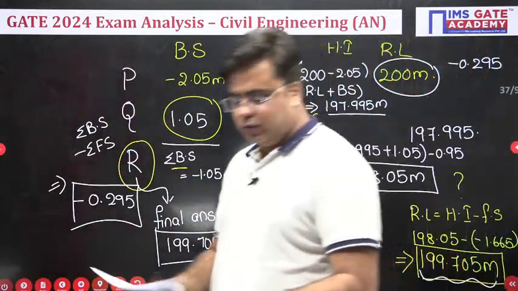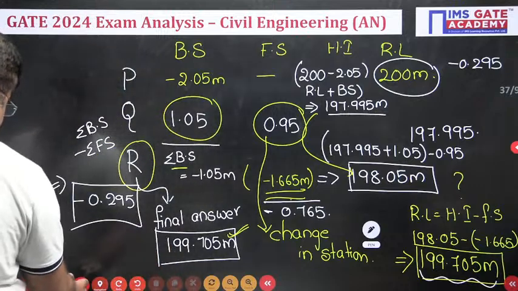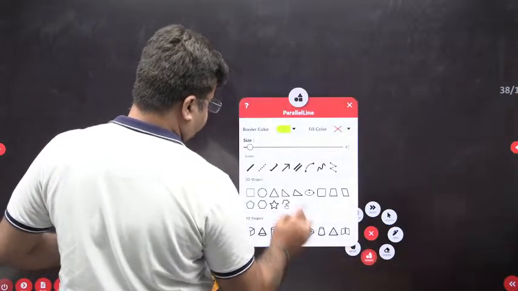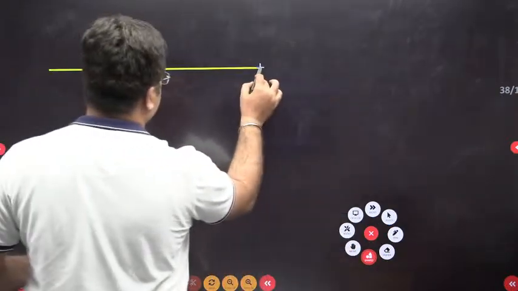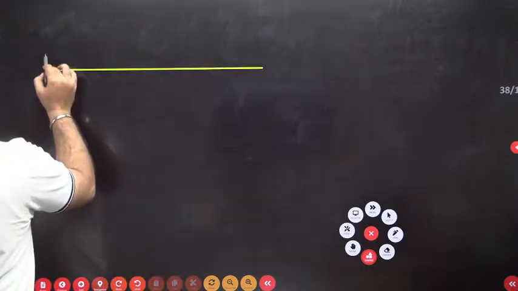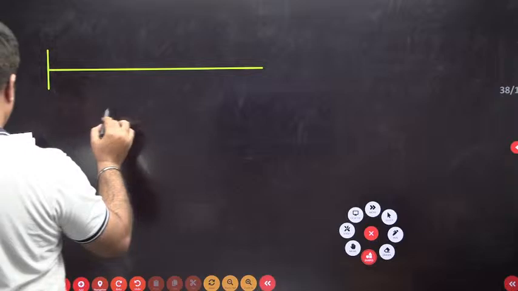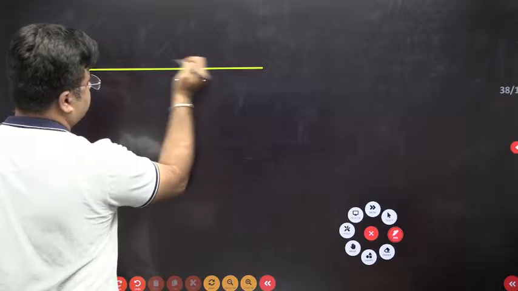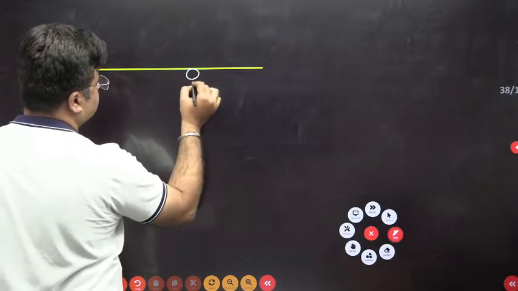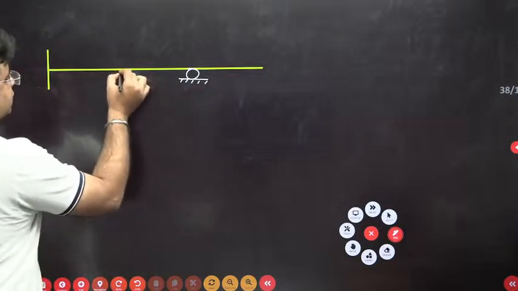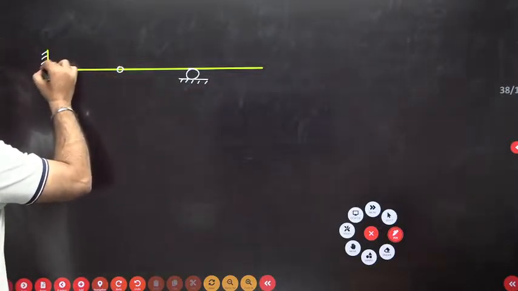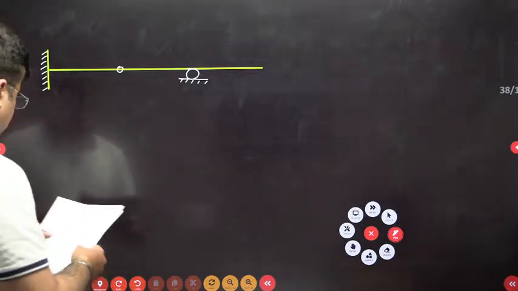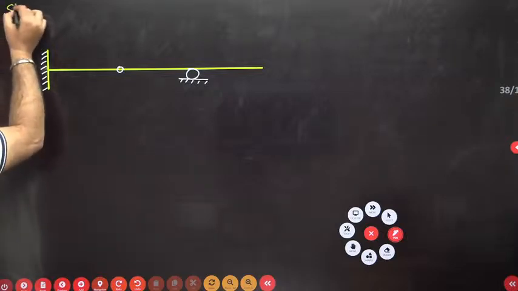Okay, so dear students, this is the next question from structural analysis. The question says that one beam is given to you like this. This is the beam given to you, and it is an overhanging beam. You have this roller support here, and there is one internal hinge present here. So this is the question from structures.